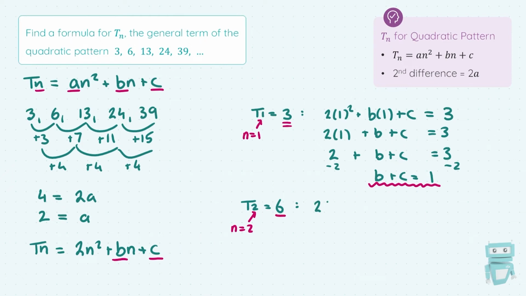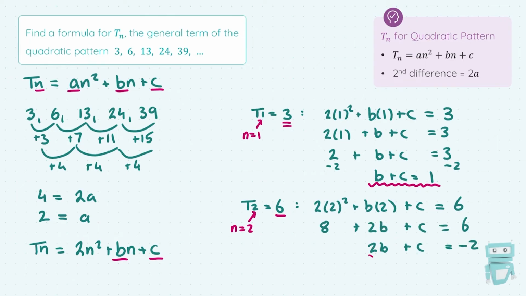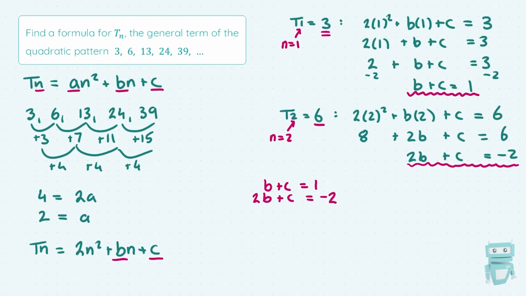So we're going 2 by 2 squared plus b times n, which is 2, plus c, and I know this equals 6. I'm going to multiply out, tidy up, and get the letters to the left and numbers to the right. Doing so, I get 2b plus c equals minus 2. And finally, what I'm going to do here is simultaneously equate these two equations I just found. So I'm stacking them on top of each other. b plus c equals 1, 2b plus c equals minus 2.